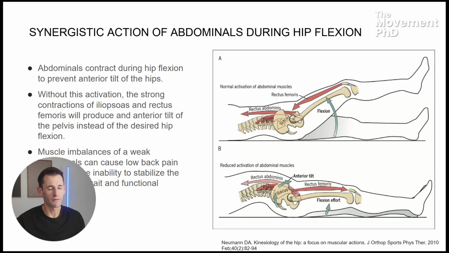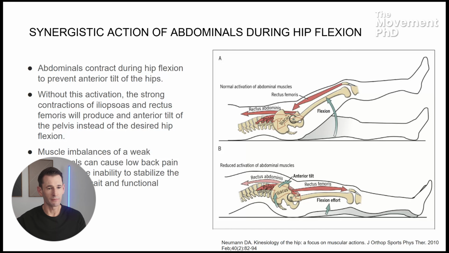So for all of our hip flexors, and primarily those iliopsoas and rectus femoris, the pelvis and the lower lumbar spine are the origins for these muscles. Therefore, if we don't fix that origin and we contract these really powerful hip flexors, it's just going to move that pelvis.